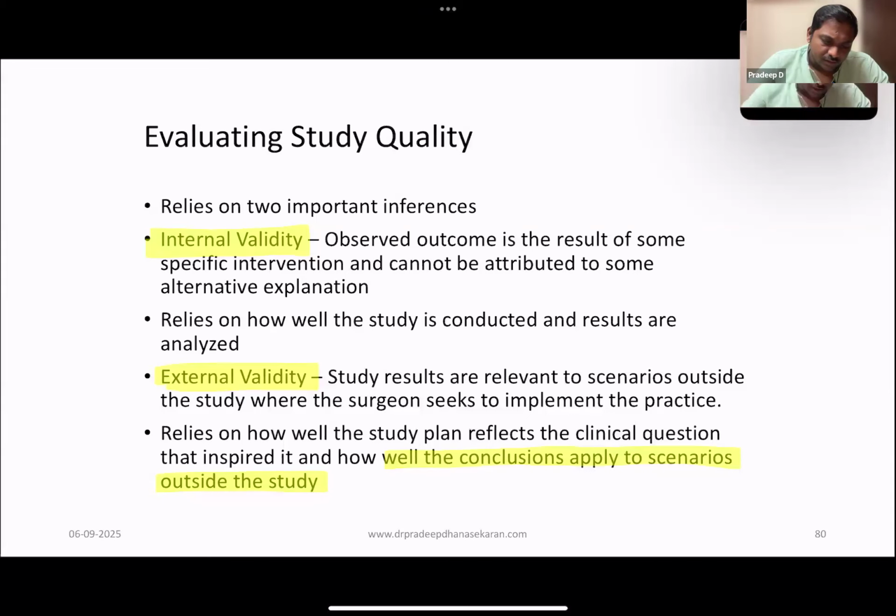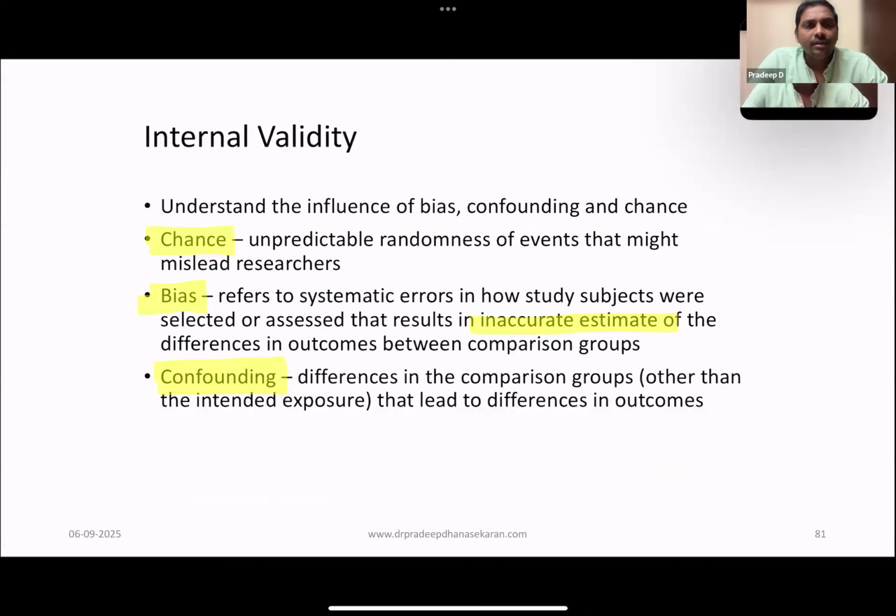Then looking at internal validity. Internal validity can reveal the influence of bias, confounding, and chance. What do you mean by chance? Chance is nothing but unpredictable randomness of events that might mislead the researchers.